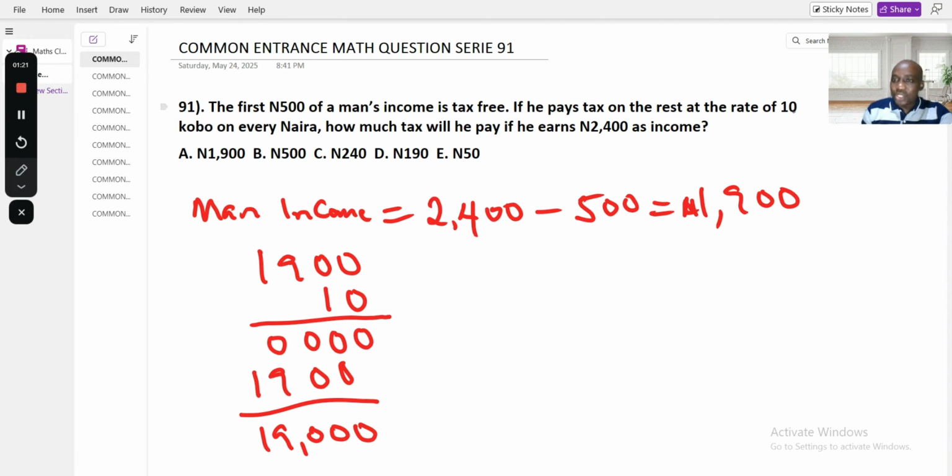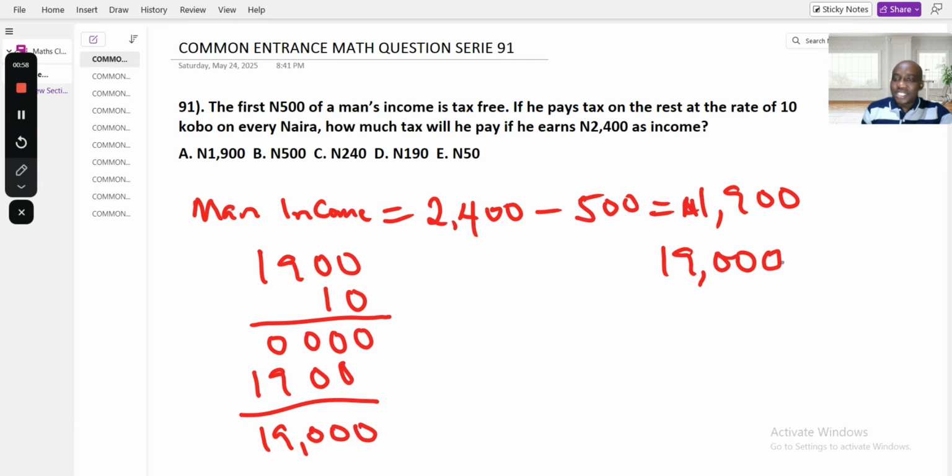It will give you 19. When I multiply 1,900 by 10, instead of multiplying everything like this, just add 1 zero at the back of 19. It will give you 19,000. You have multiplied it by 10.